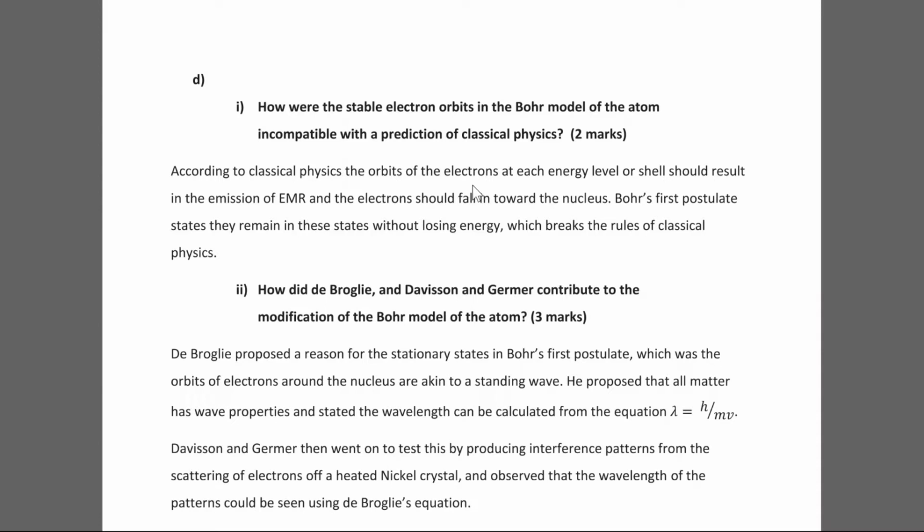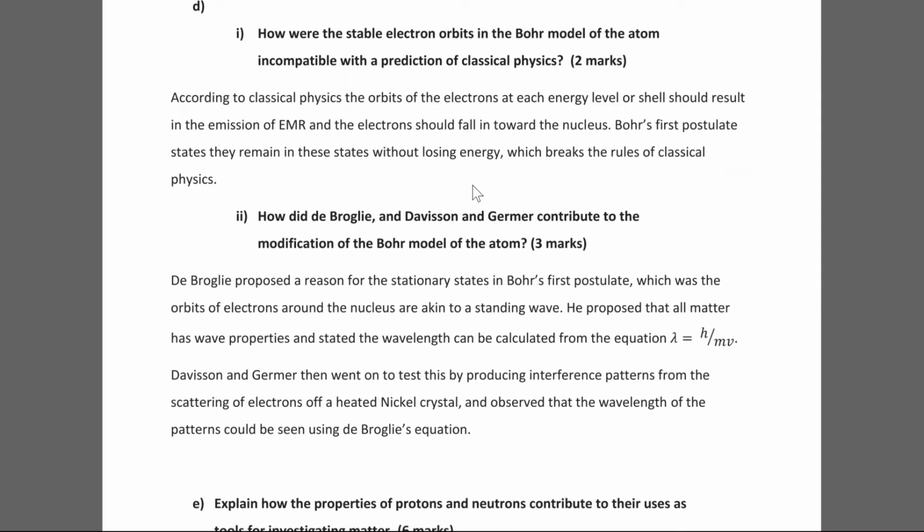According to classical physics, the orbits of the electrons at each energy level or shell should result in the emission of electromagnetic radiation, and the electrons should fall towards the nucleus. Bohr's first postulate states that they remain in these states without losing energy, which breaks the rules of classical physics. So he said, this is what we observe. Not too sure why, but that's still his postulate. But we answer it in the next one.